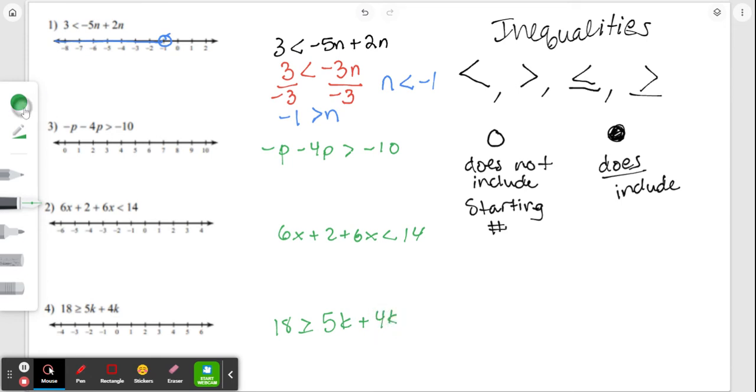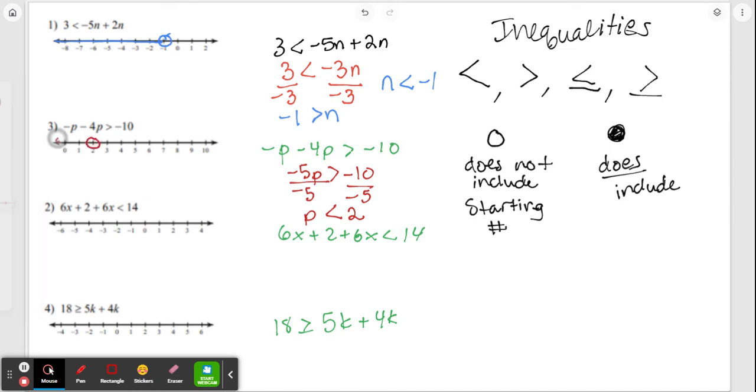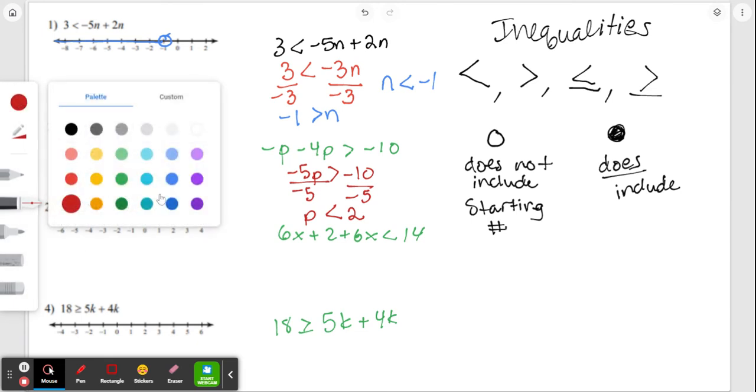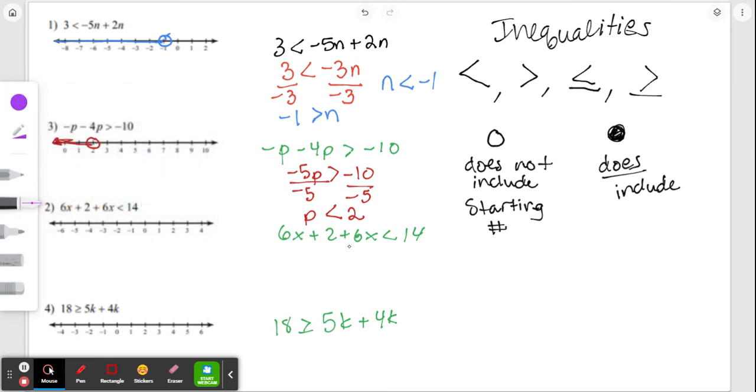All right, here I go. Boom. Negative p minus 4p is negative 5p. I'm dividing by a negative. That means my sign should have flipped the other direction. P is less than 2. This should be an open circle at 2. And anything less than 2 is going to be colored in. Okay, gotta switch colors.